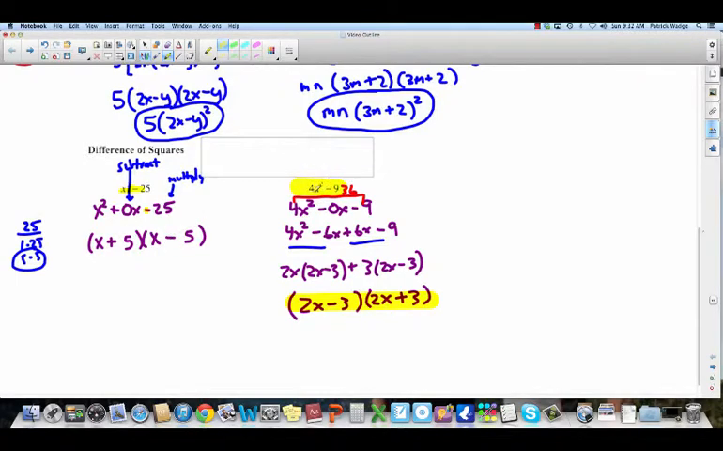Let's try this one and see if it works as well. What's something that multiplies by itself to give 4x squared? 2x and 2x. What's something that multiplies by itself to get 9? 3 and 3. Make one of them minus and one of them plus. You can do it in a different order if you want. You see, all this stuff in between here is unnecessary. If you recognize it's a difference of squares, you can just go right to the answer.